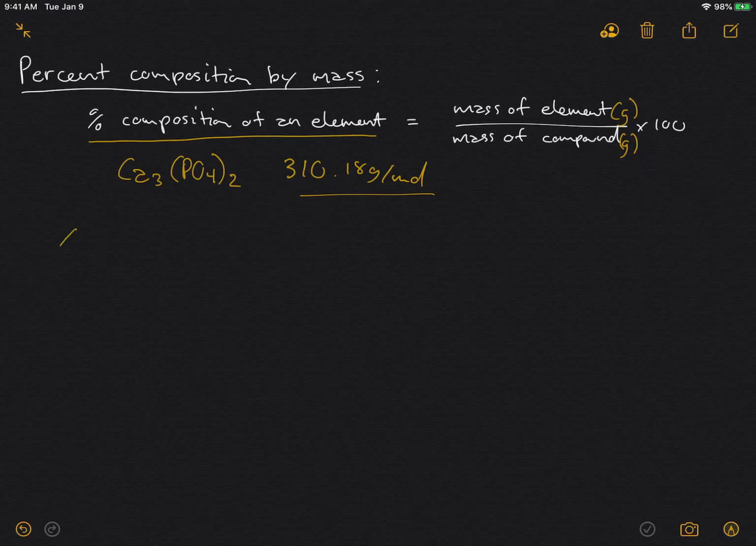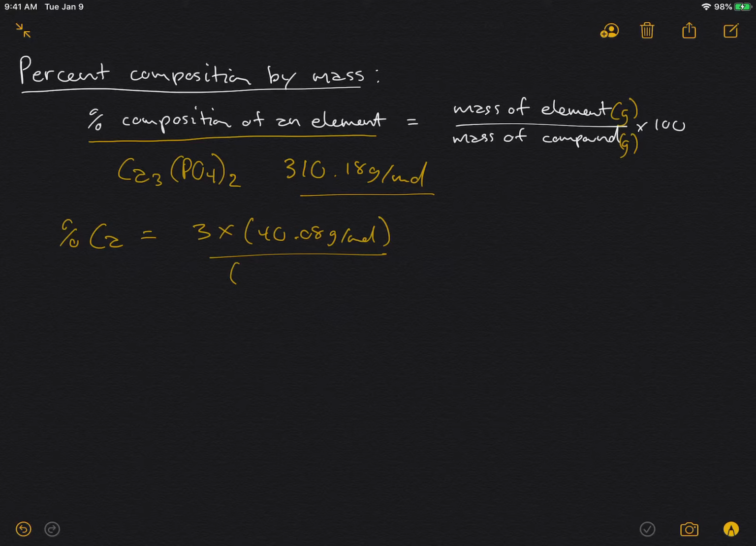So the percent of calcium by mass in this compound is the mass of calcium in the compound divided by the mass of the entire compound. And the only tricky thing here possibly is you've got to remember to multiply by the number of times the element appears in the formula. So for calcium, we need to multiply its molar mass by 3. So 3 times 40.08 grams per mole for calcium.